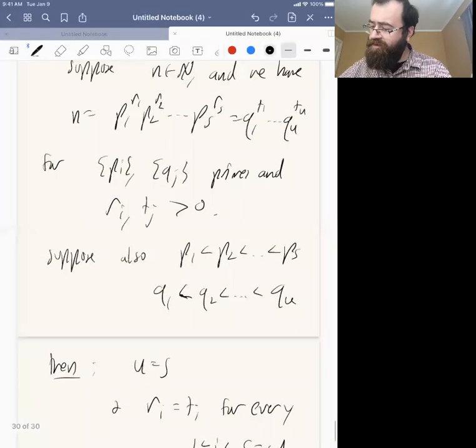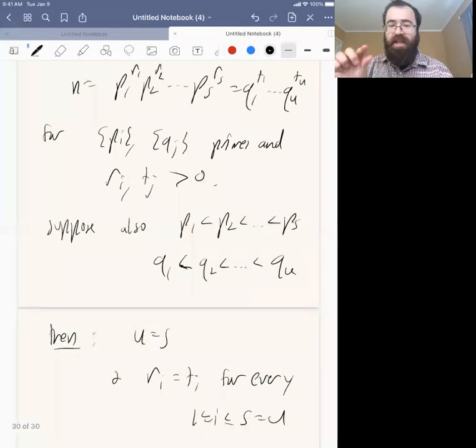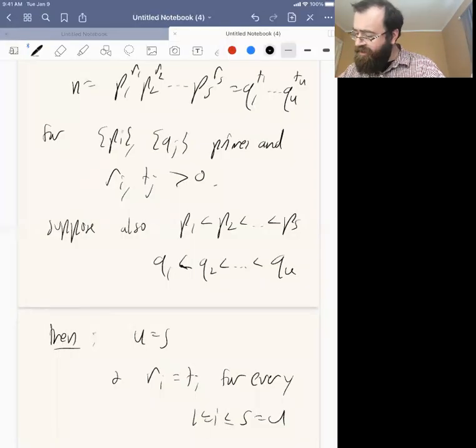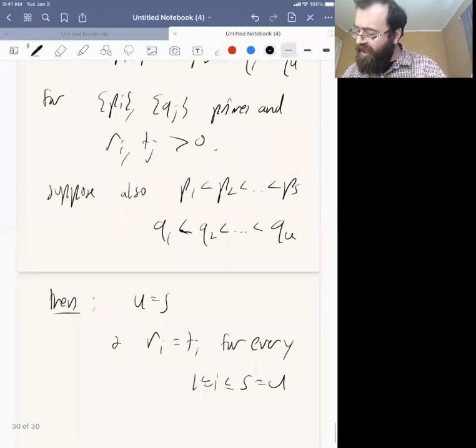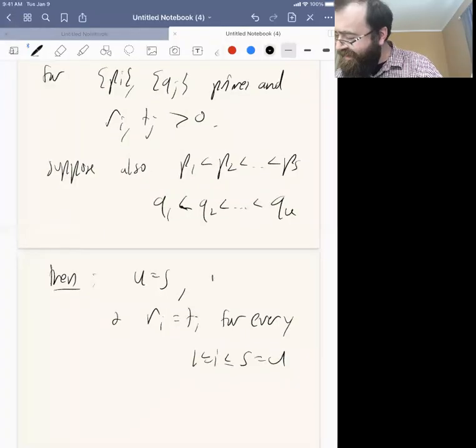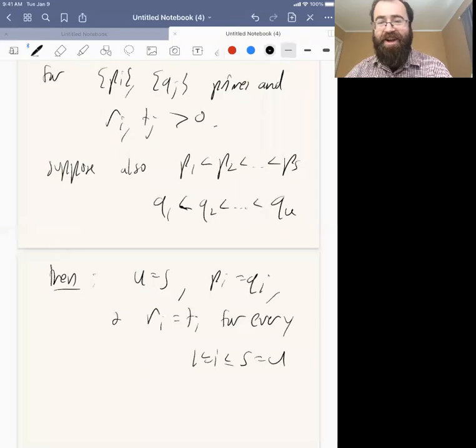Okay, so if I have two factorizations like this, they consist of the same number of factors. Pi is qi, oh, and of course pi is qi, and ri is ti. I almost forgot the most important part. So you have the same number of factors, the primes that occur in the factors are the same, and the numbers are the same. In other words, the factorization is completely unique. There's no choice anywhere. Everything is exactly the same.